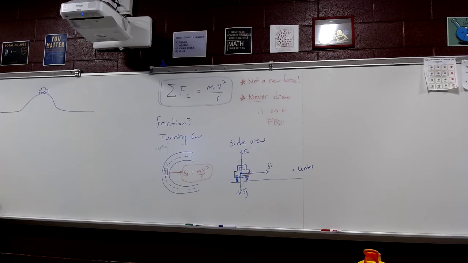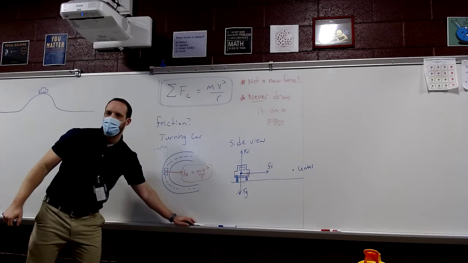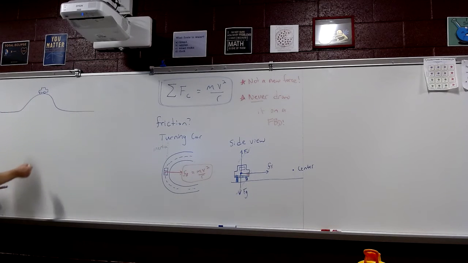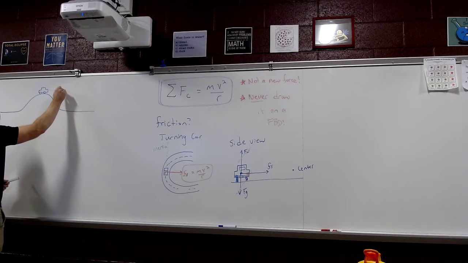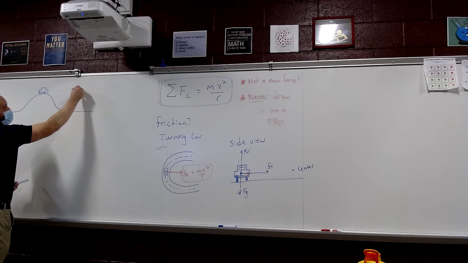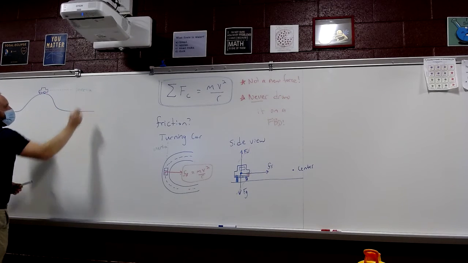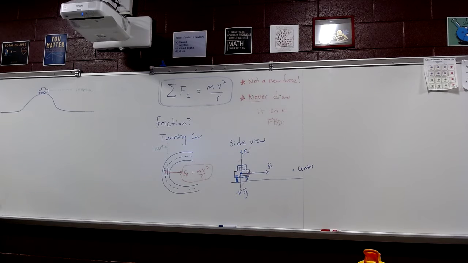So if the road looks like this and you're driving over the top of a hill, the tendency of your car is not to follow that curved path. Really what your car wants to do is keep going in a straight line. This is the path of inertia. And maybe it will, if you go fast enough and you lose contact with the road, you might go in a straight line and turn the hill into a jump.